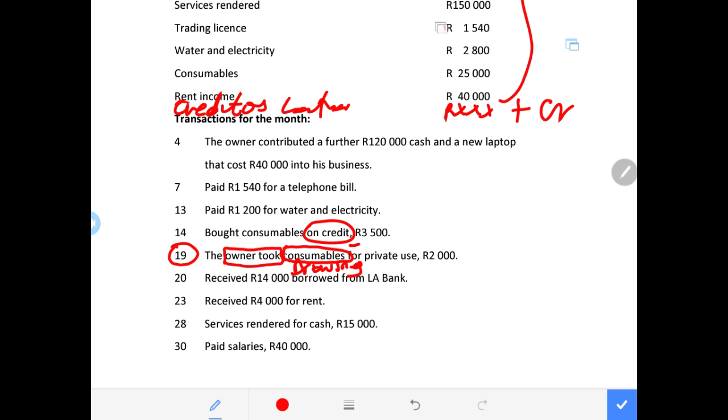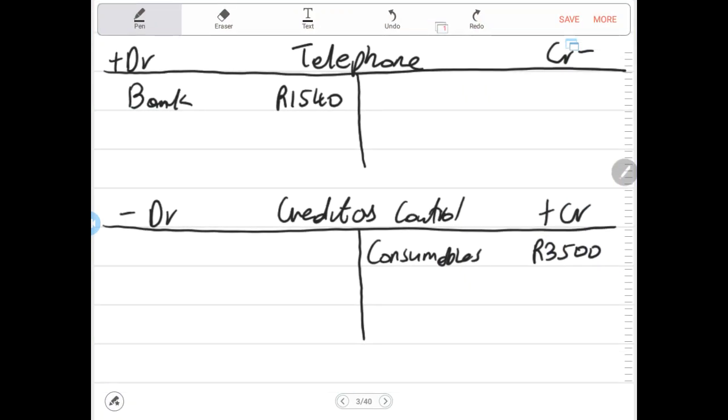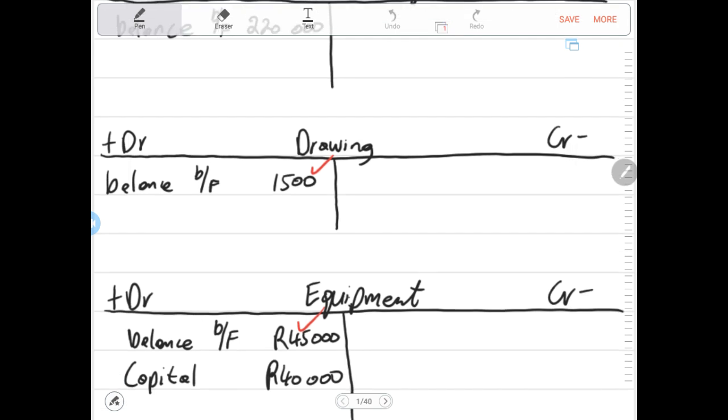Obviously, consumables will have to decrease in this case. Why? Because the owner took consumables. We need to have less consumables because the owner took consumables. How much was the value of these consumables? It is 2,000 rands. Then we open a ledger account called drawings if it was not opened yet. Let us check if we have a ledger account called drawings. Yes, we do have drawings. If the owner took something, drawings always increase. Whenever the owner takes something, drawings are increasing on the debit side.